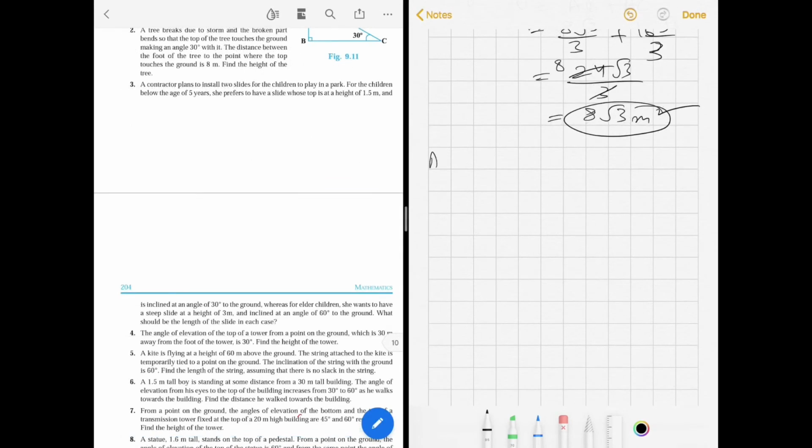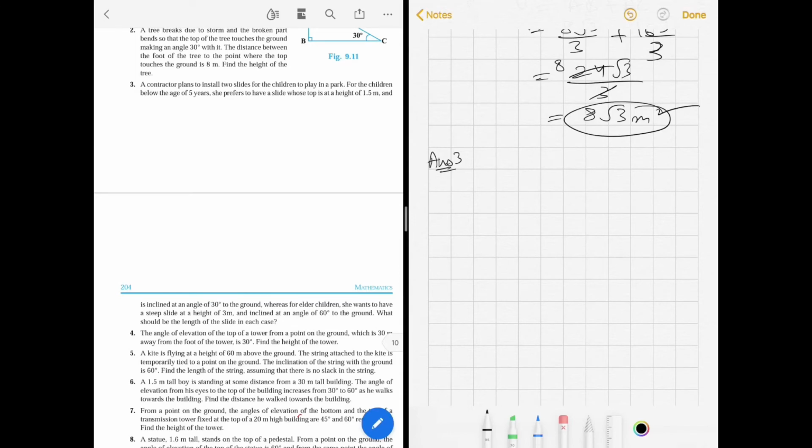Now let us move to question 3, that is, a contractor plans to install 2 slides for the children to play in a park. For the children below the age of 5 years, she prefers to have a slide whose top is at a height of 1.5 meter. So the contractor intends to install 2 slides, one for the children below the age of 5 and the other for those who are older than 5 years.